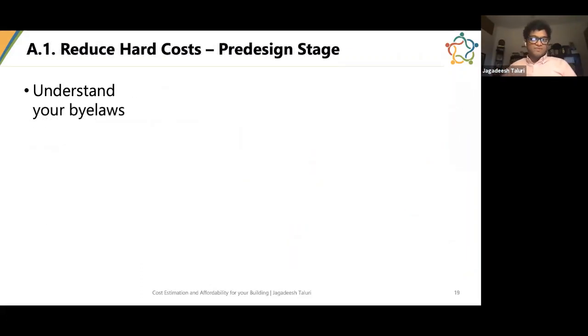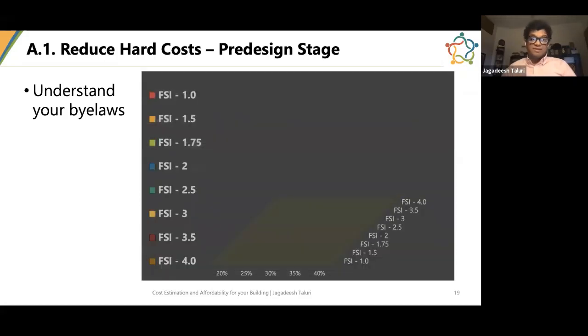Now, the first and foremost way in which you can reduce your hard costs starts right away at the pre-design stage itself, right from the understanding of your building bylaws. You may have seen that we asked you to ask your project partner what the FSI is, what the ground coverage is, what the bylaws mandate. So this chart is showing you the number of floors, the bars.